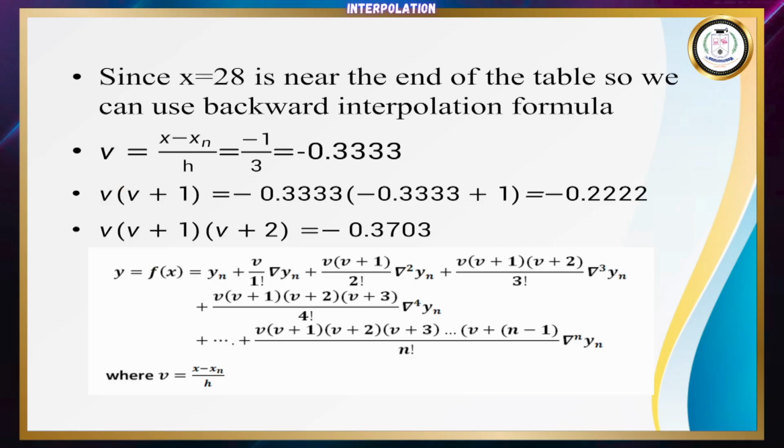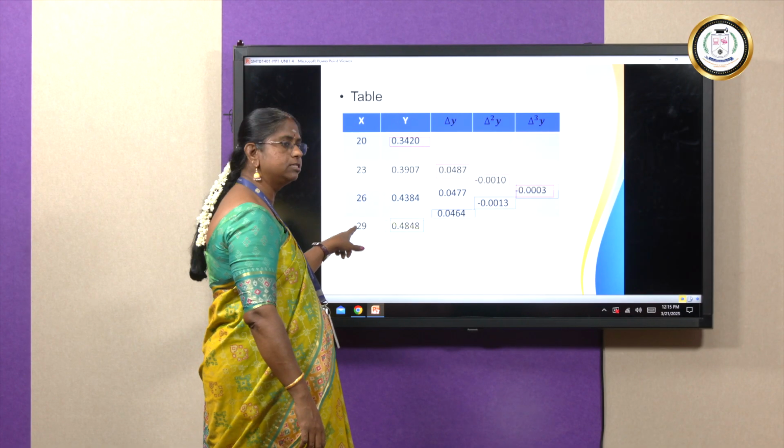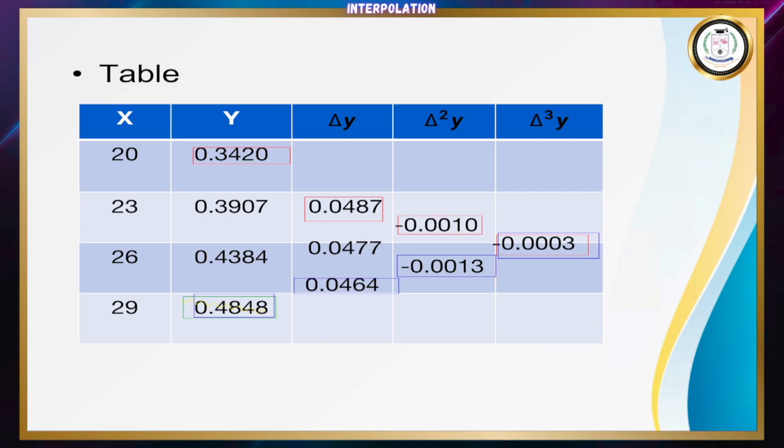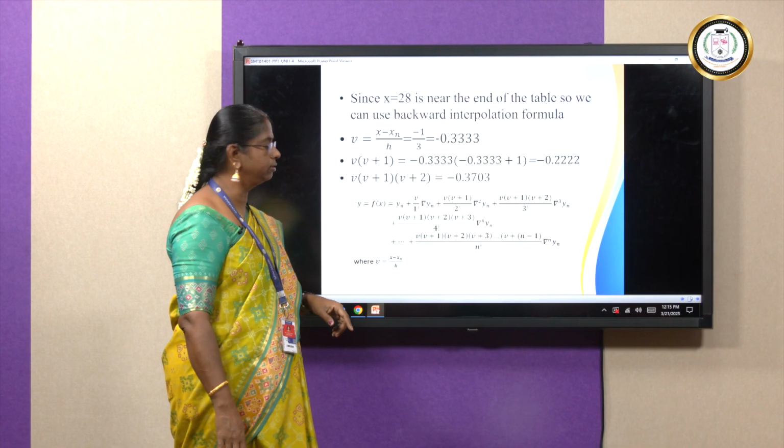So after identifying the formula, I want to know what is my v. So v is equal to x minus xn by h. But what is xn? Xn, from the table, is 29, and I want to find out for x is equal to 28. So x minus xn, that is 28 minus 29 divided by 3. That step is given here. V equals 28 minus 29 by 3, that is equal to minus 1 by 3, minus 0.333.